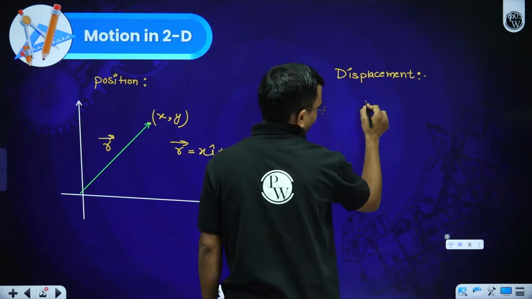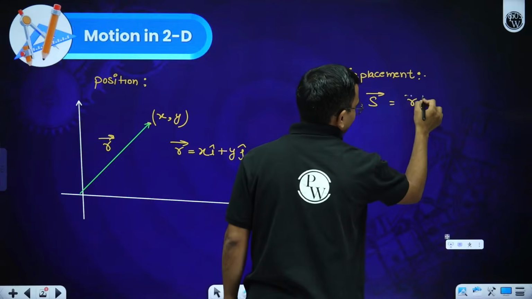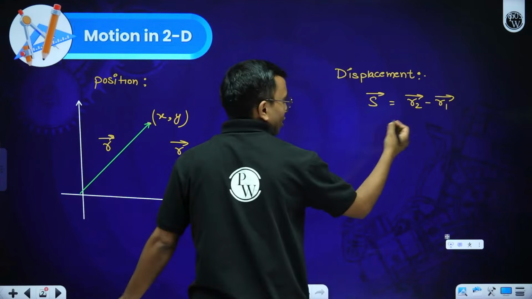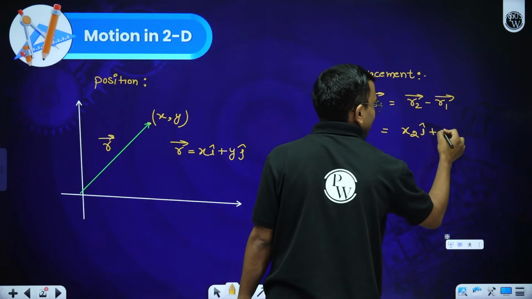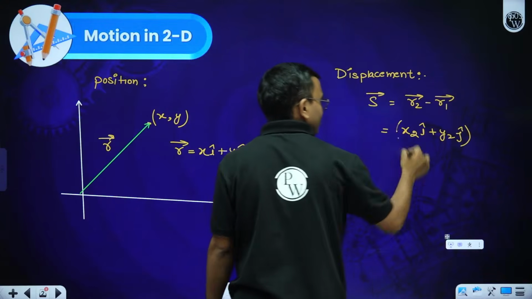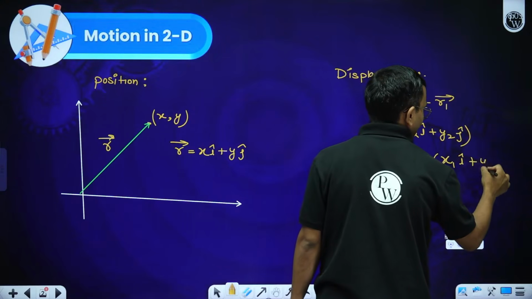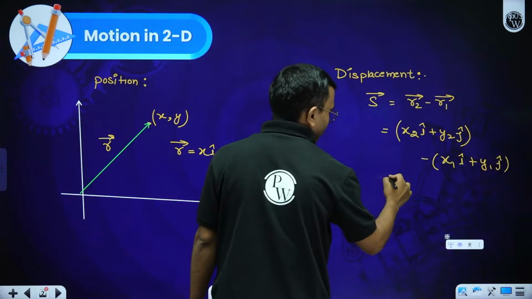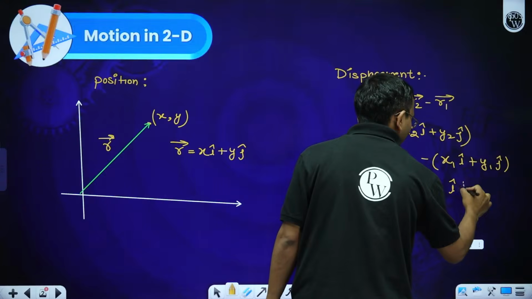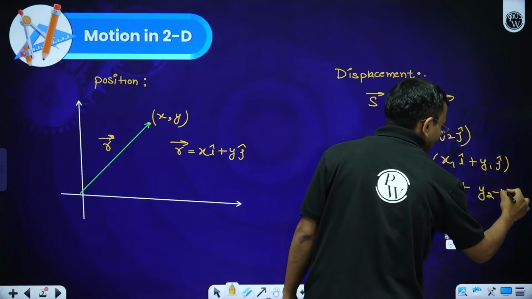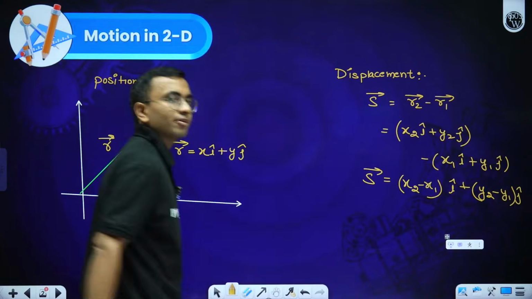Displacement is change in position. When I write displacement, we denote it with s. Final position minus initial position. So the final position vector you will write as x2 i cap plus y2 j cap, minus the initial position vector x1 i cap plus y1 j cap. When you subtract, it will be (x2 minus x1) i cap plus (y2 minus y1) j cap. This became my displacement.